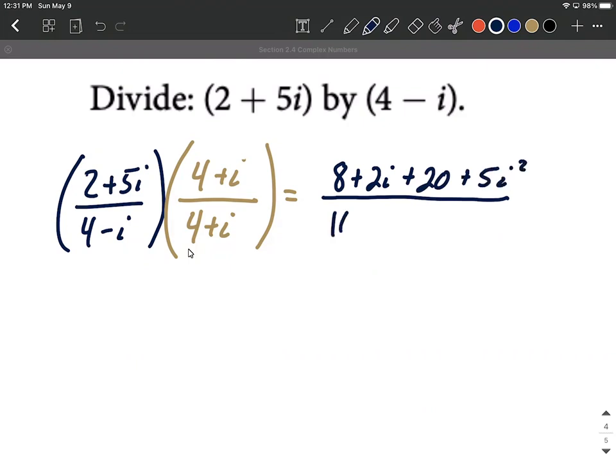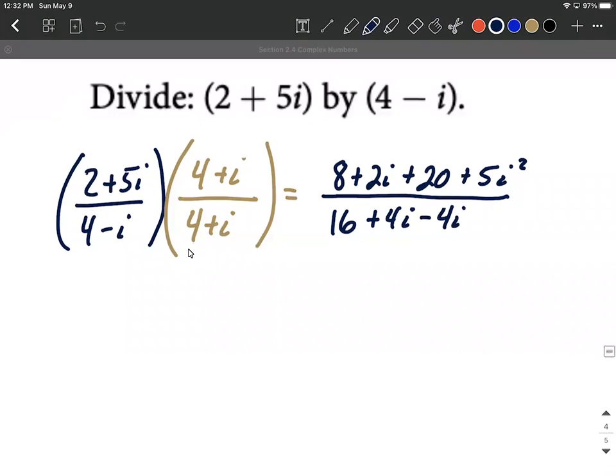Denominator, 4 times 4 is 16. Outer, 4 times i is 4i. Inner, negative i times 4 is minus 4i. And there's the key there, those middle terms are going to cancel out. And then the last term, we have negative i times positive i is negative i squared.